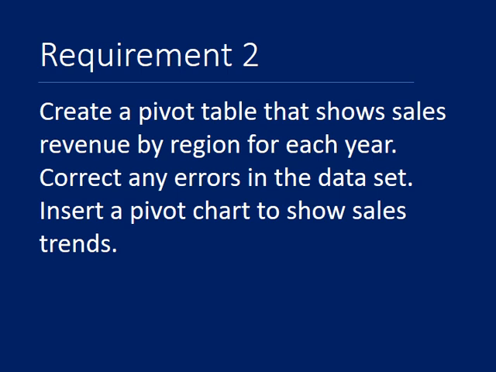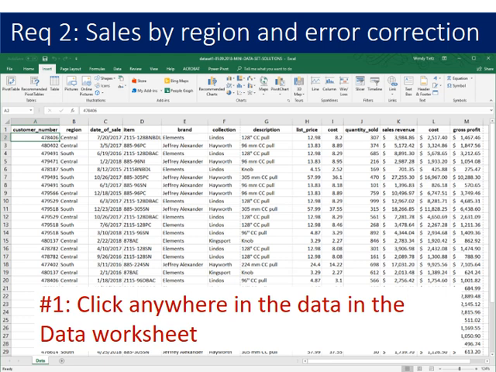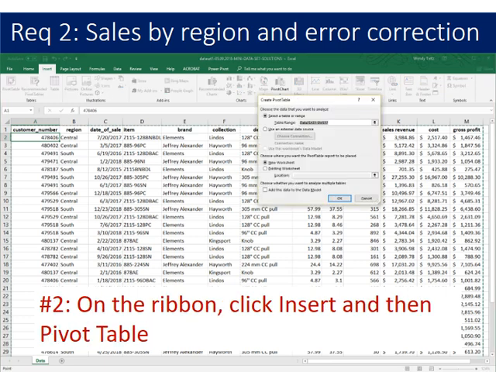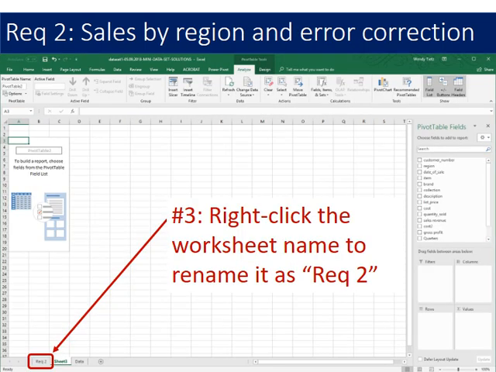Requirement 2 states, create a pivot table that shows sales revenue by region for each year. Correct any errors in the data set. Insert a pivot chart to show sales trends. The first step is to click anywhere in the data worksheet. Next, on the ribbon, click Insert and then Pivot Table. Before we go any further, right-click the Worksheet Name tab and rename it Requirement 2. That will help to keep track of the different pivot tables.